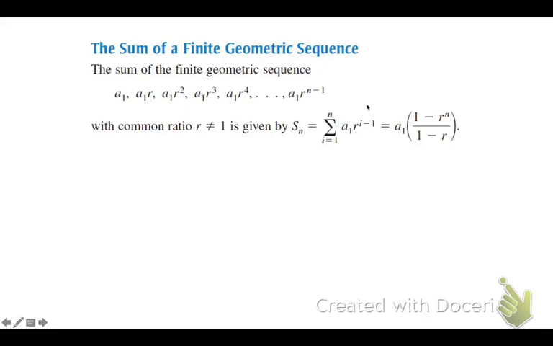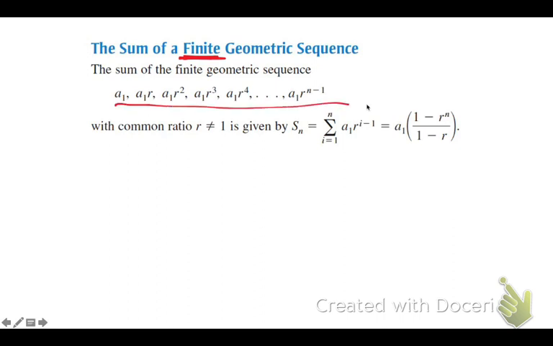Okay, so the sum of a finite geometric sequence. The key word here is what? Sum. Finite. What does finite mean? It has an ending. Okay? All we have here is just a sequence. That's it. I don't care about that.